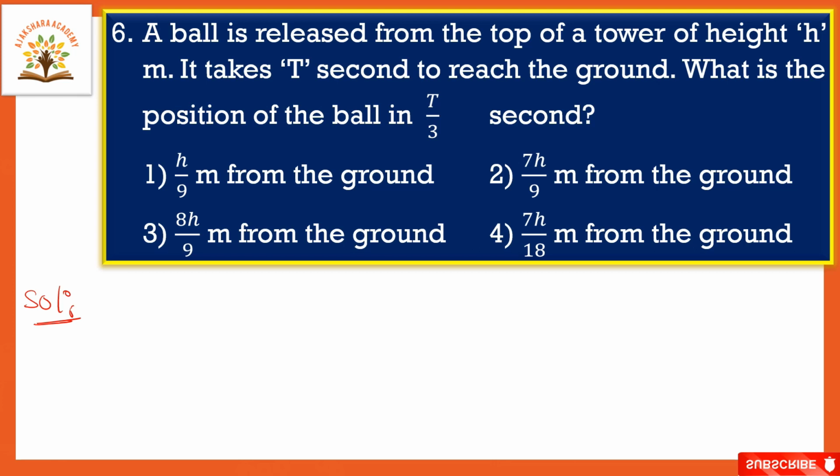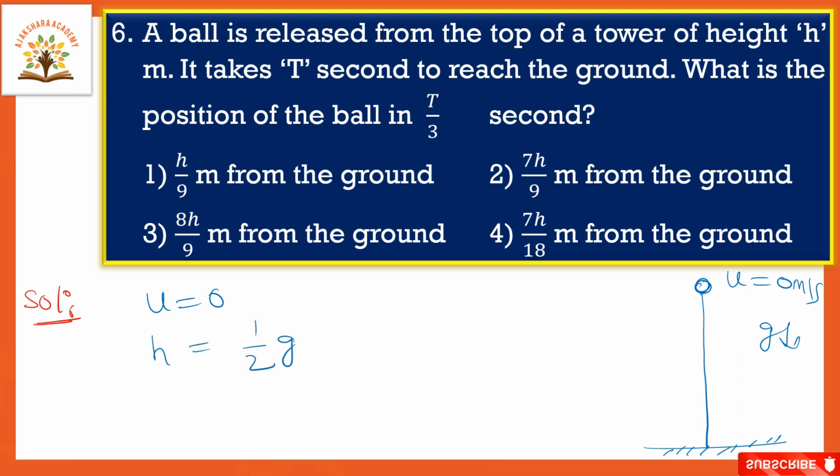Here, from the point where the ball is released to the ground, it is a freely falling body. u is equal to 0 meters per second, and acceleration due to gravity is acting vertically downwards, and this is the ground. So u is equal to 0, h is equal to ut plus half g t square, and since u is equal to 0, h is half g t square.